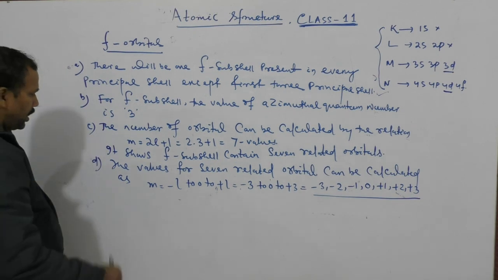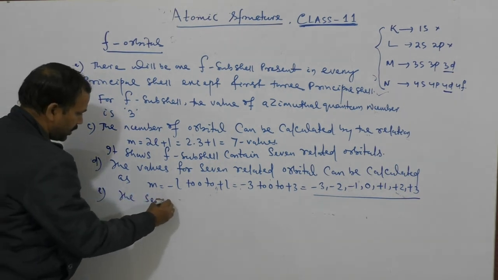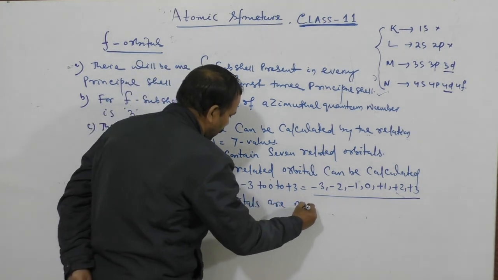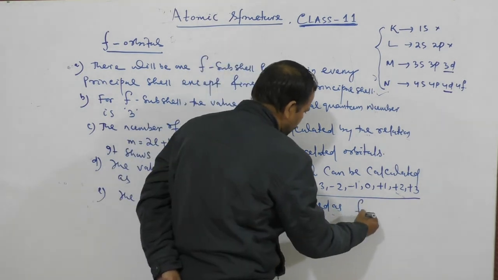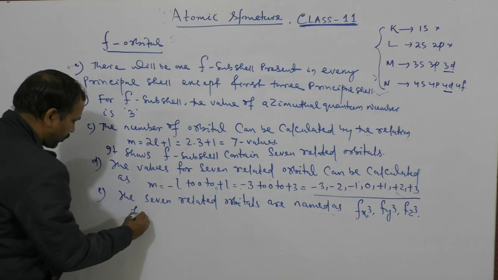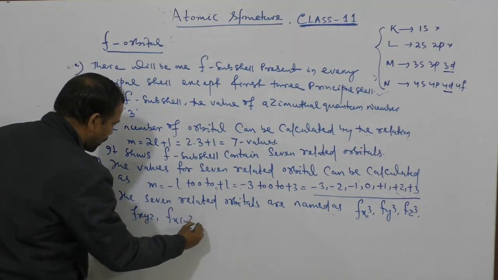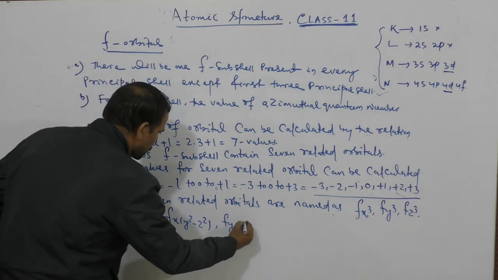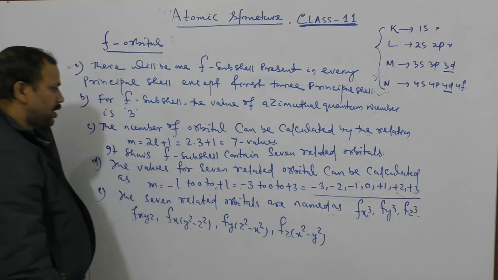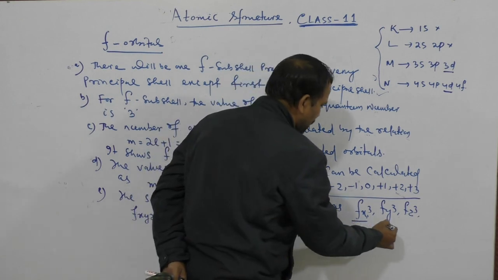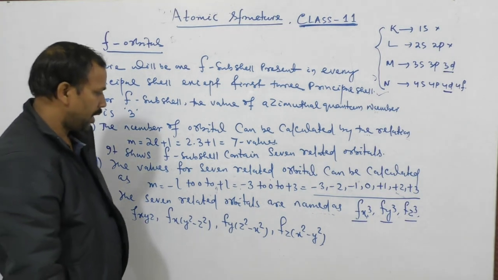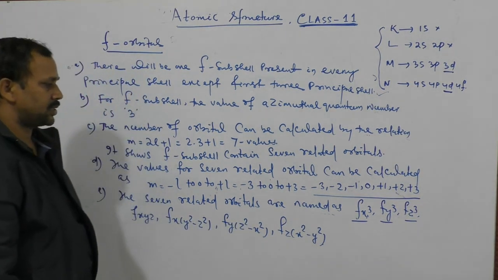Now the 7 orbitals are named as fx cube, fy cube, fz cube, fxyz, fx(y square minus z square), fy(z square minus x square), fz(x square minus y square). These are the 7 orbitals.